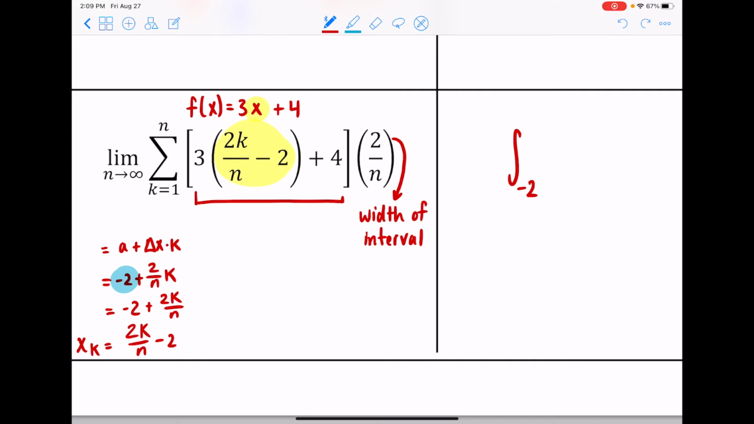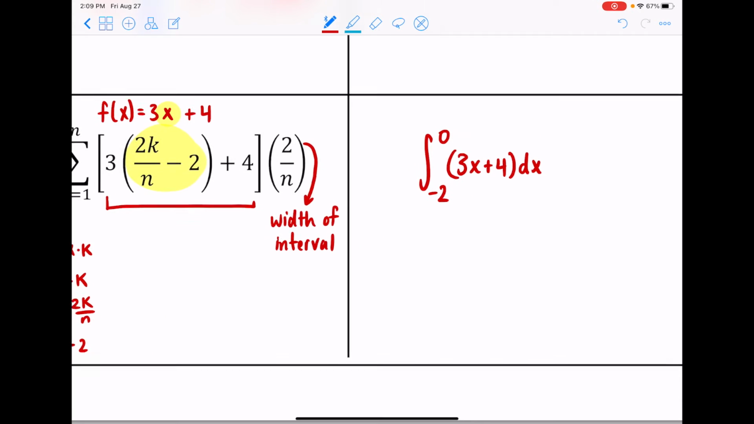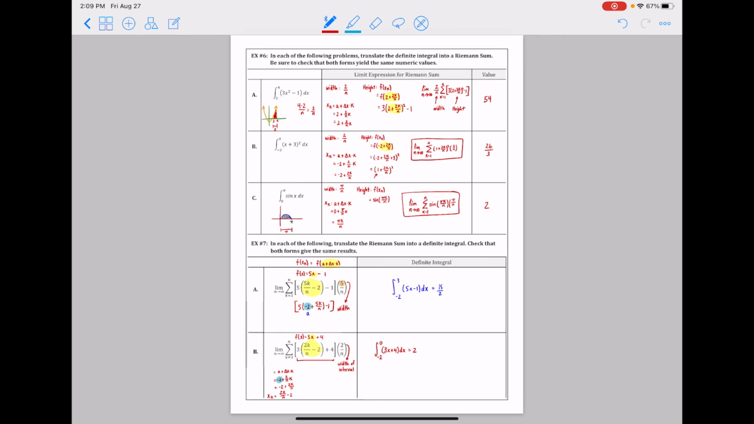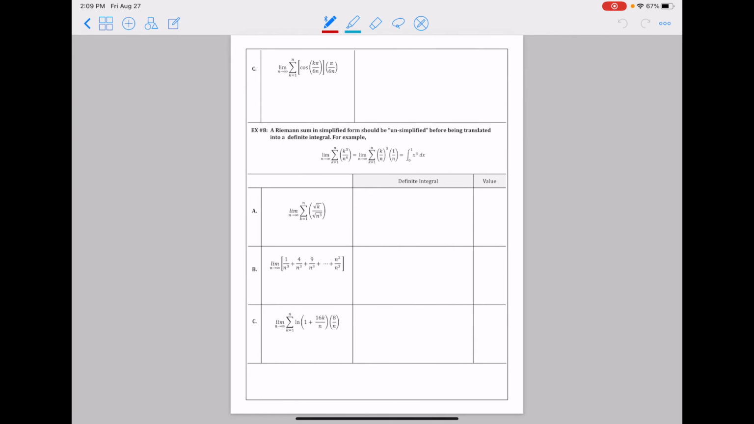So if we start at -2, that means we're going to go up 2 to 0. And then this must be the integral of 3x plus 4 dx. Sorry, plus 4, not minus 4. 3x plus 4. And if you are curious, you can just throw that in your calculator and have it calculate that for you. But that is going to give you an area of 2. All right, let's flip over to the back page if you're curious.